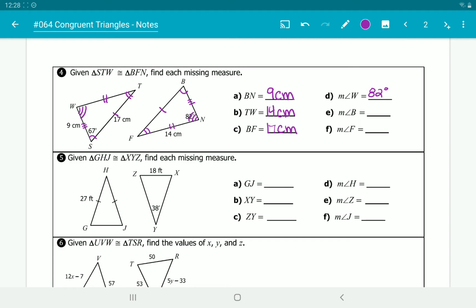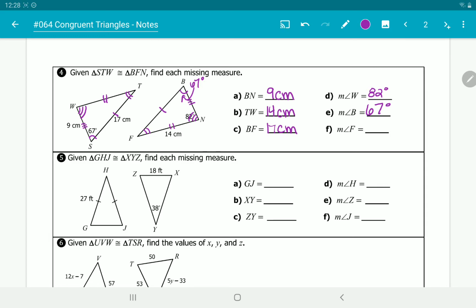Okay. So now we need angle B. So that's the one up here. It has 1 angle mark, so it's going to be the same as the one on the other triangle with 1 angle mark, which is this angle S, and it's 67 degrees. So angle B is also 67 degrees. So I'll write over there too.